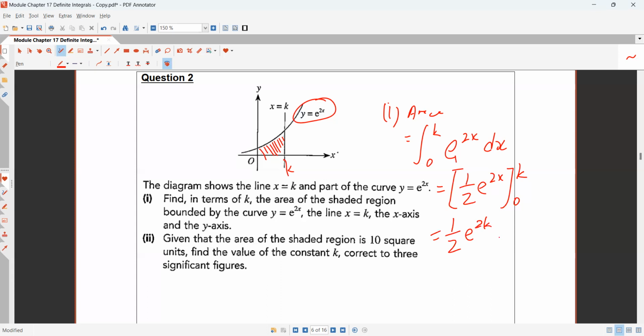2k. And also minus 1 over 2. You still have 1 over 2 there because when you substitute the 0 into e to the power of 0, you get 1, right? So 1 times half, you still have half. So this will be your final answer. You don't need to do anything more because the question already tells you that it must be in terms of k. So you just leave your answer like that. You can't do further unless the question gives you the area in order for you to find the k.